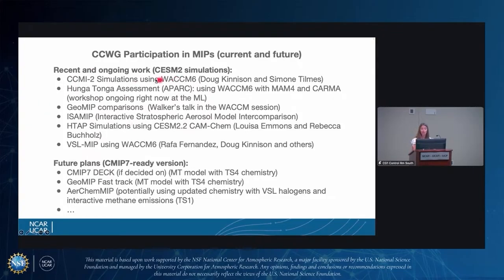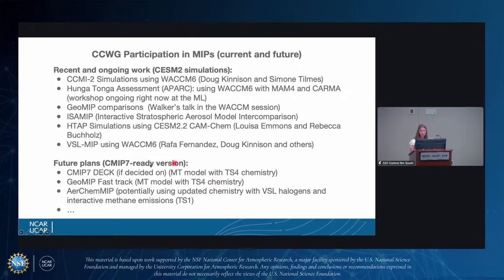And one thing I forgot here actually is the N2O assessment that some of us worked on in last year's work. And then we're participating in CCMI simulations. There's the big Hunga Tonga assessment, and currently they have a working meeting at the Mesa Lab, so we don't have many contributions from people here today. We do GeoMIP work, ISA-MIP, which is an interactive stratospheric aerosol model intercomparison project. We want to participate in HTAP simulations. I have a couple of slides on this here. And then also Rafa and others are working on VSL-MIP. If you have questions, ask them.